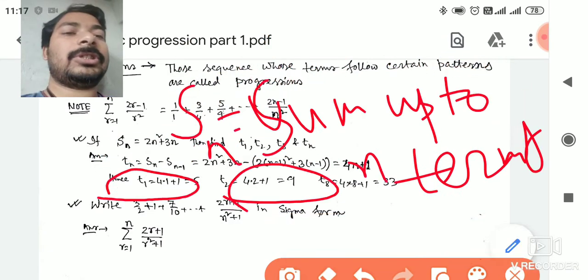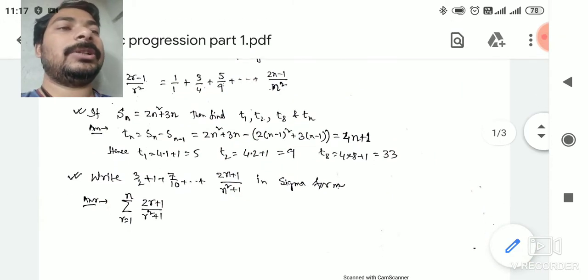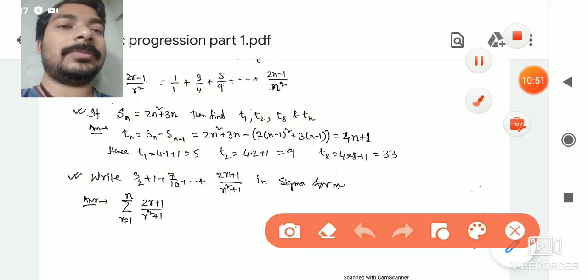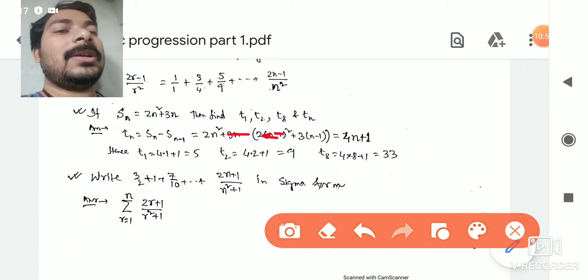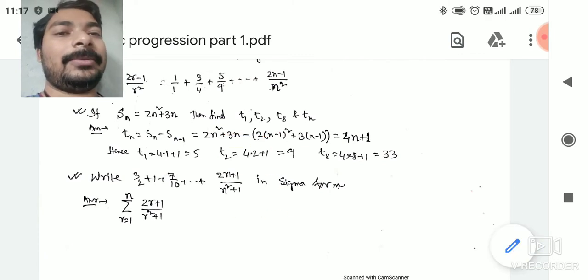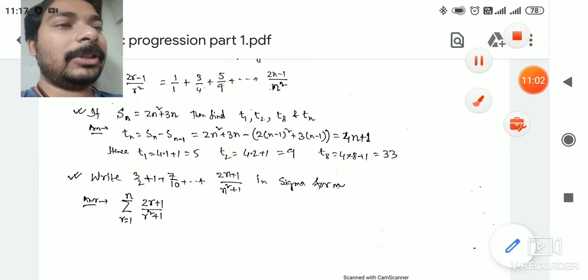Okay, it is actually the sum up to n terms. And t1, t2, t3, these are the terms. t1 means first term, t2 means second term, t8 means eighth term, and so on. Now, from Sn, how can we calculate tn?